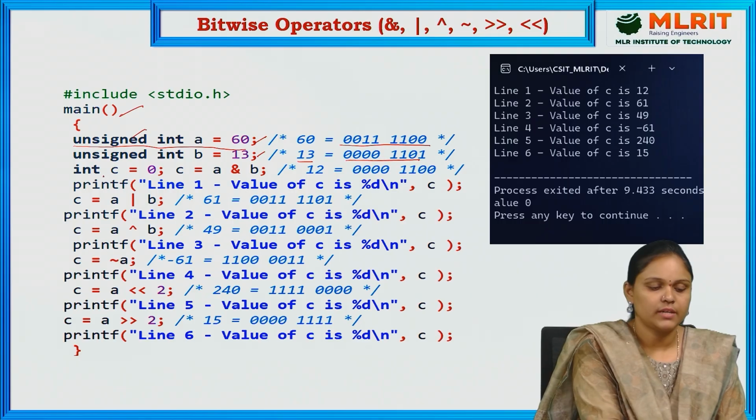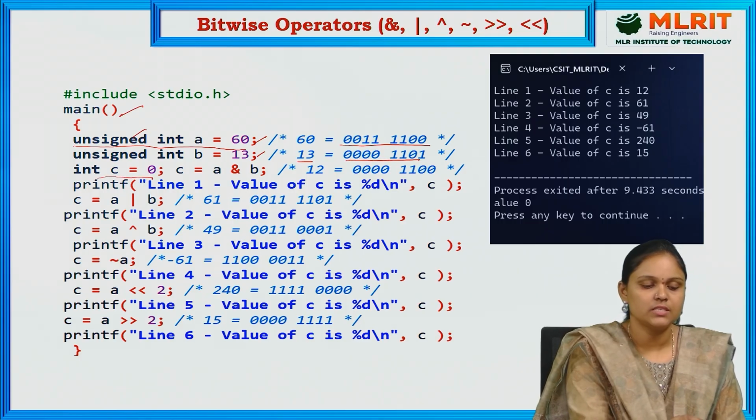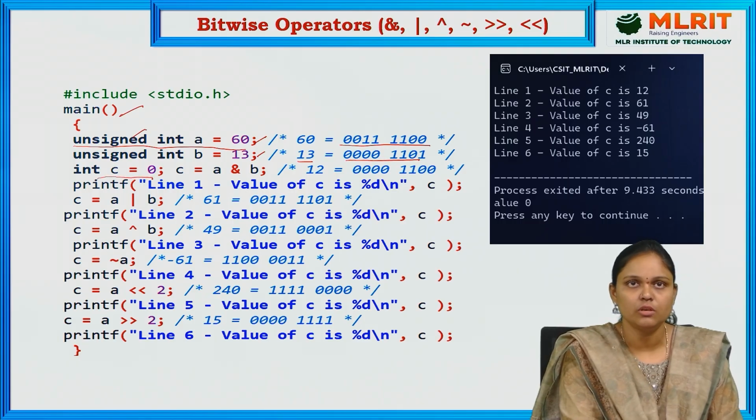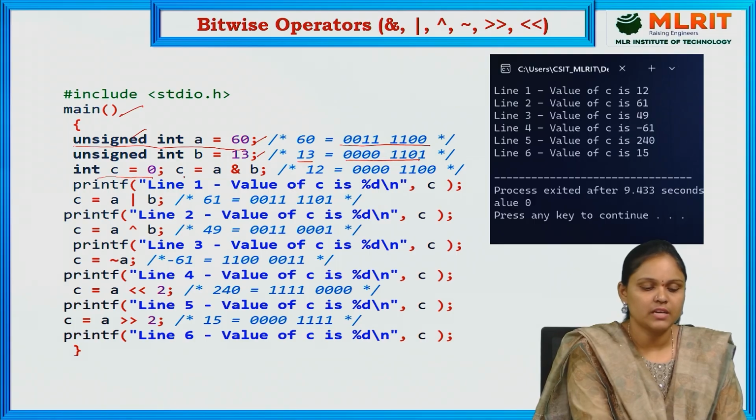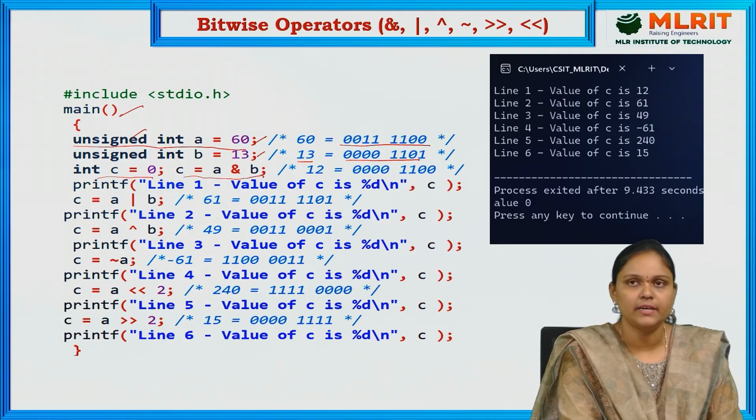And here is one more variable that we are taking, that is int c is equal to 0, and the next operation that we are doing is c is equal to a and b.